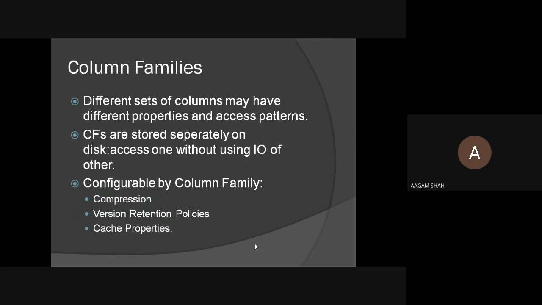So next is column families. Column families have different sets of columns, and may have different properties and access patterns. Column families are stored separately on disk to access one without using the input output of the other. They are configurable by column family, that is compression, version retention policies, and cache properties.